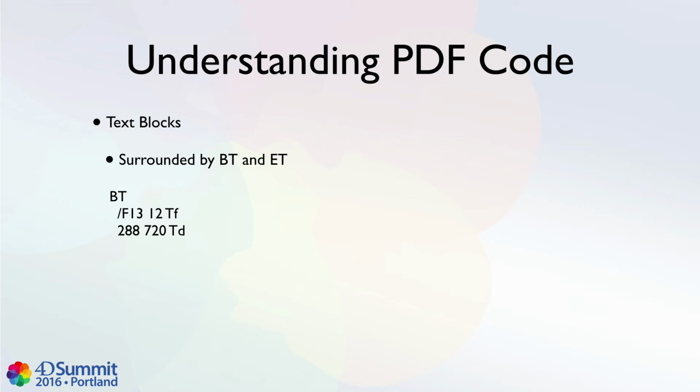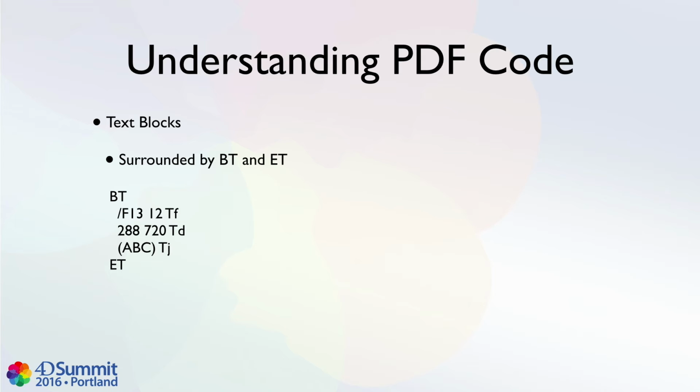The next line I'm putting in are two numbers, 288 and 720. Those are XY coordinates of where I want this text to show up. The TD moves the draw tool to that point. So now it knows the font, and it knows where it's going to draw it. The next thing I put in is the text. Remember, text has parentheses around it. So that's a text parameter. And then the TJ is what renders it on the PDF. And then my end text block.